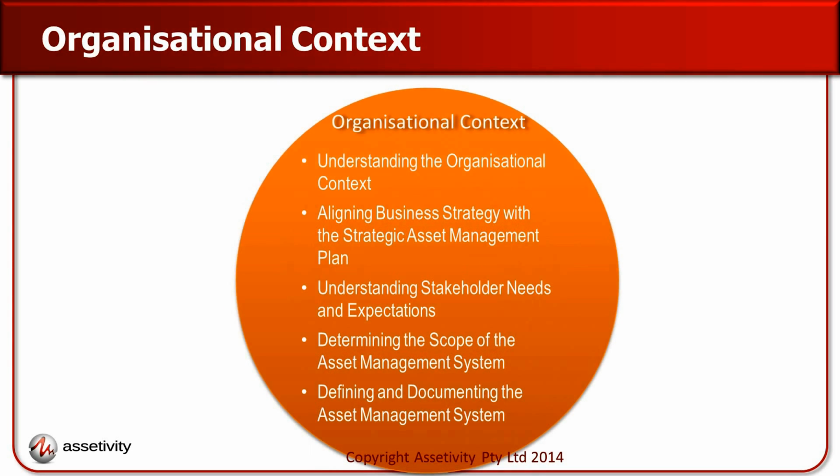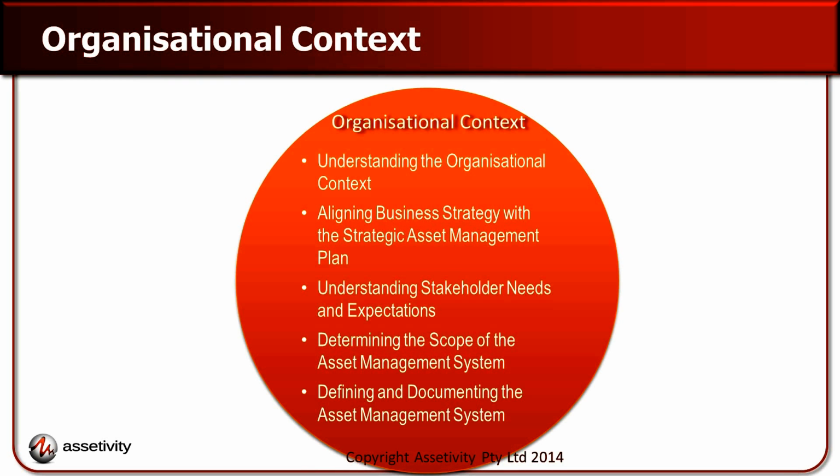Looking initially at organisational context. The clause headings in ISO 55001 underneath the general heading of organisational context consist of a number of key elements, which are basically around understanding what your business is about, understanding what your business's strategy is and what the implications of that are for your asset management strategy and for your assets, understanding who the key stakeholders are that can impact on your organisation, and in particular your asset management system, and understanding what their needs and requirements are so that you can align your asset management system with their needs and try to meet as many of them as you can.